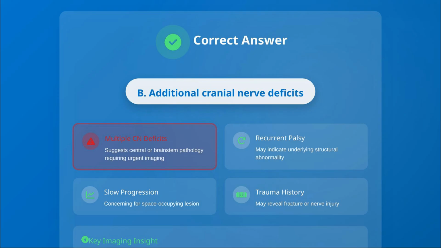The correct answer is B. Additional cranial nerve deficits. The presence of deficits in other cranial nerves besides the facial nerve suggests a central or brainstem pathology that requires urgent imaging. Other indications for neuroimaging include recurrent facial palsy, slowly progressive course, history of trauma, or signs of infection like mastoiditis. Standard Bell's palsy with isolated facial nerve involvement typically does not require immediate imaging.